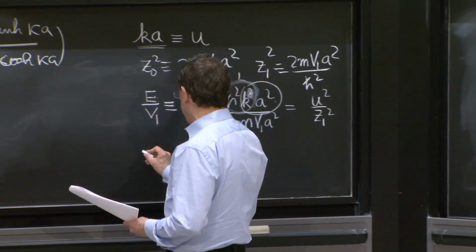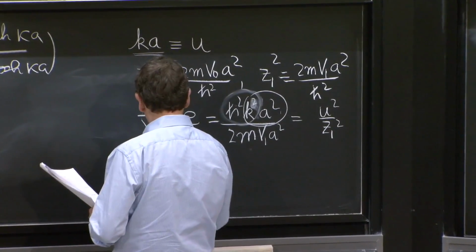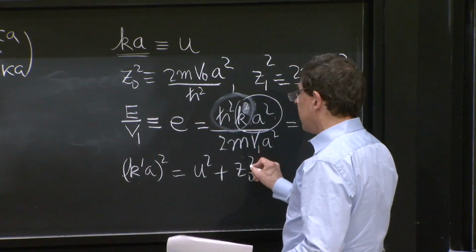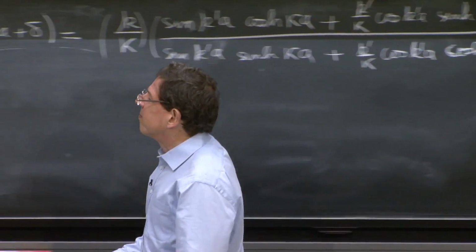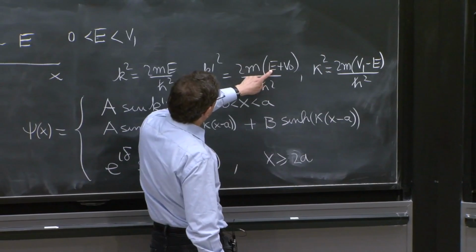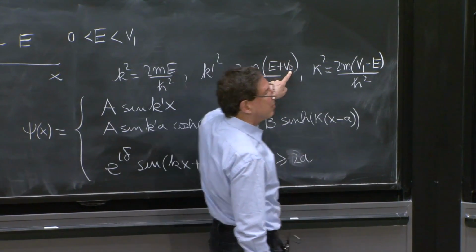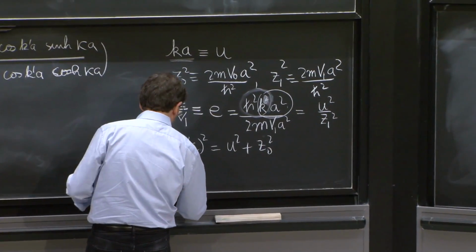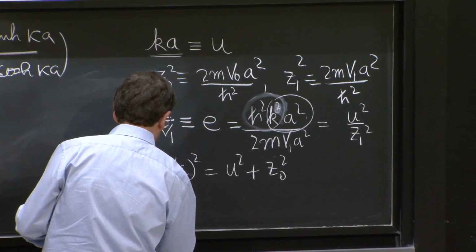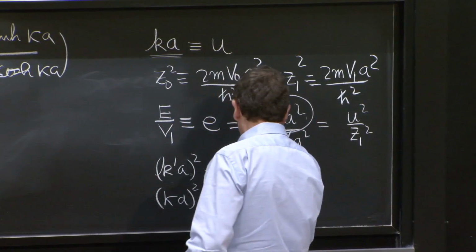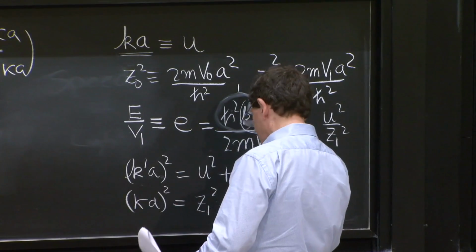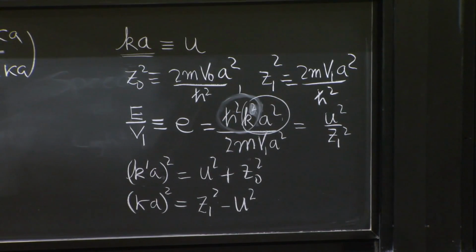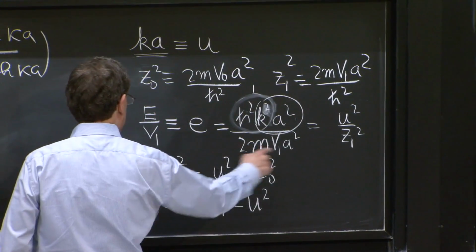A couple of extra things. I'm just putting it here because if you ever have the curiosity of doing these plots, this may help. K prime squared is related to the energy, therefore U squared, and V0, Z0 squared. That's Z0 squared because of V0. And for the other one, kappa A squared is equal to Z1 squared minus u squared. So everything becomes a function of u. Wherever you have a kappa prime A, you have a square root of u.